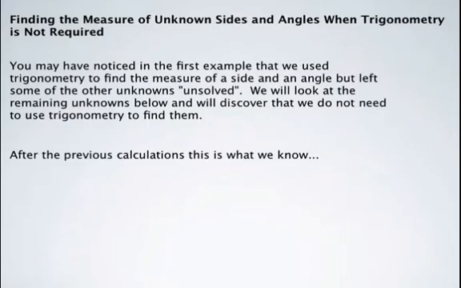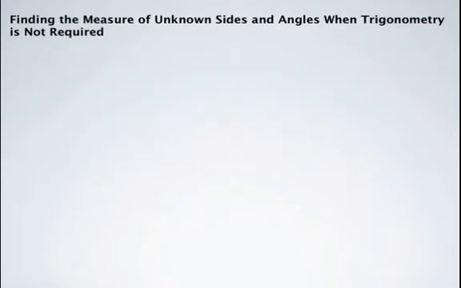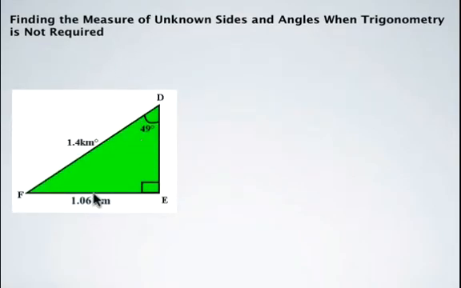So after the previous calculations, we found that the side opposite angle D was 1.06 kilometers. And remember, we used the sine ratio in order to calculate that. So now we have two side lengths and an angle measurement. And we can find the missing angle measurement, so this is angle F, and the missing side length, side DE, but we don't have to use trigonometry to do so.